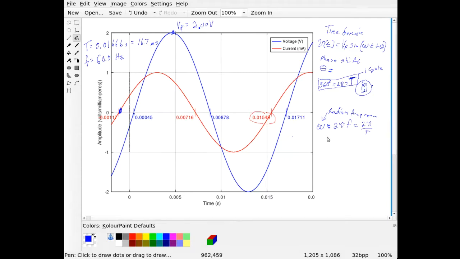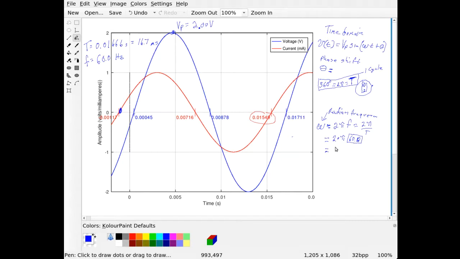All right, and so if we punch those numbers in, we have 2 times pi times 60 hertz. I'm just going to use the 60 because we calculated 60 hertz here, and there was a little bit of round off error due to our measurements from the graph, but it really should be 60 hertz.